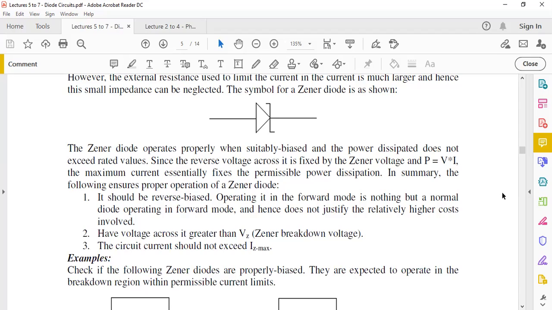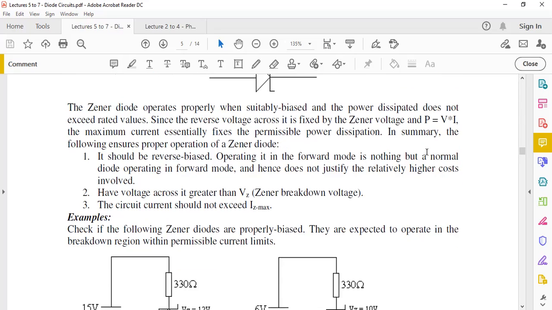Now, whenever you are using a Zener diode in a circuit, you have to check a few things: whether it is properly biased for the circuit and that you're not exceeding the power dissipation. Whenever you look at a Zener diode, you have important parameters that are different from a normal diode. You have a maximum power dissipation in the breakdown mode, and you also have the breakdown voltage. This is a very important parameter. So basically, these are the three things we need to check.